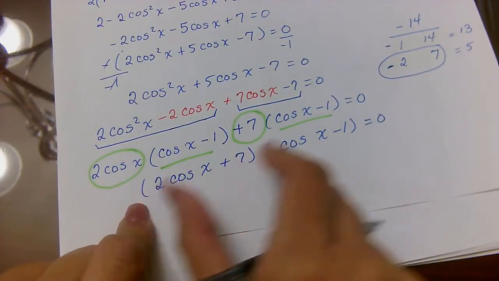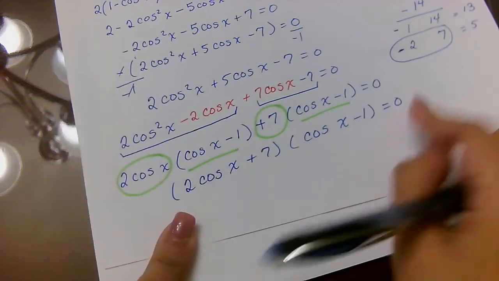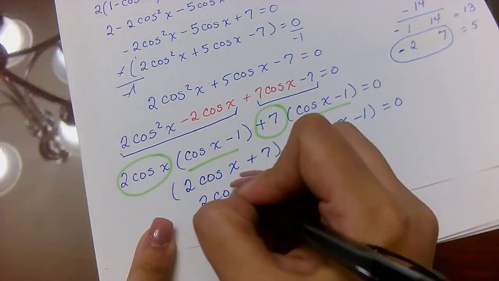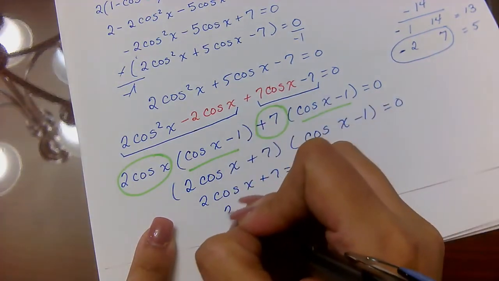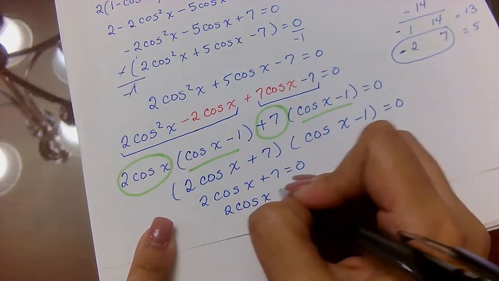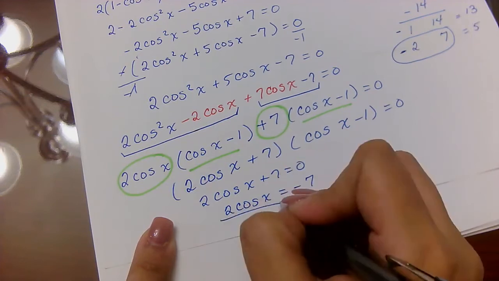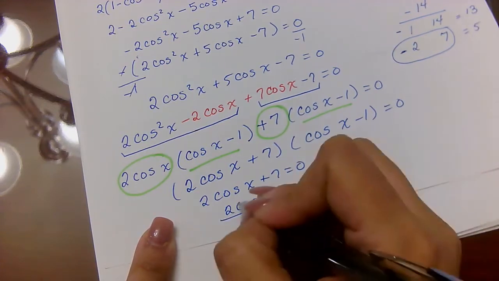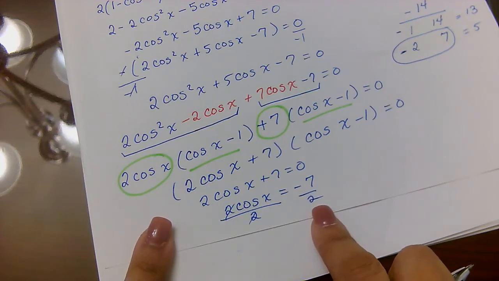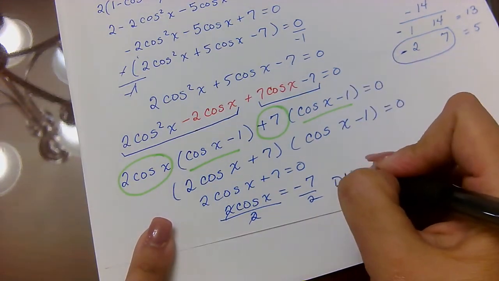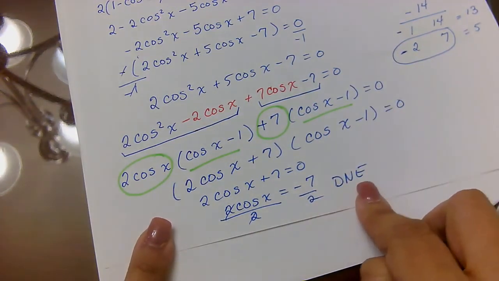So now we can set each of these parentheses equal to 0. So 2 cosine x plus 7 equals 0. I get 2 cosine x is equal to -7, and then divide that by 2. You can see that this is going to be a ratio larger than 1, so this one is not going to exist. Does not exist.